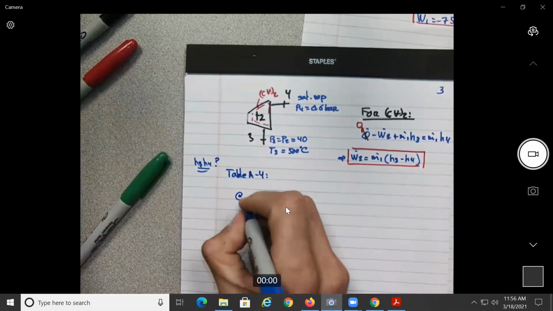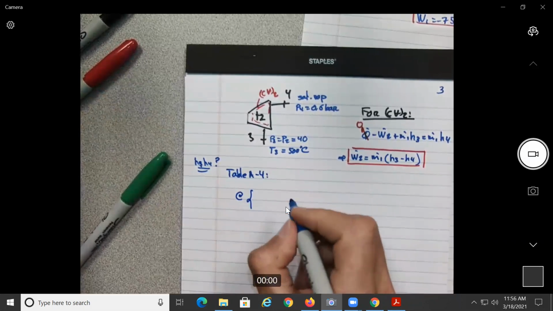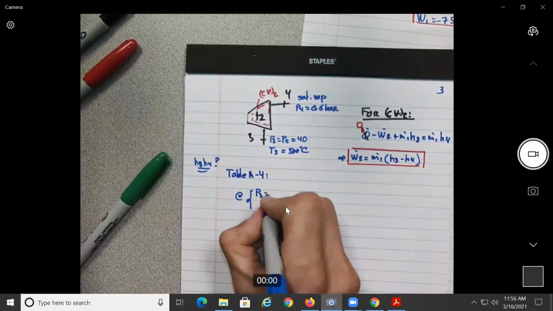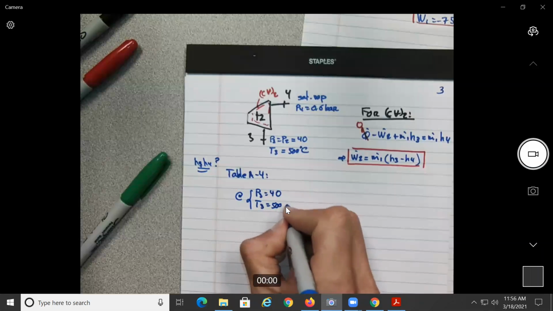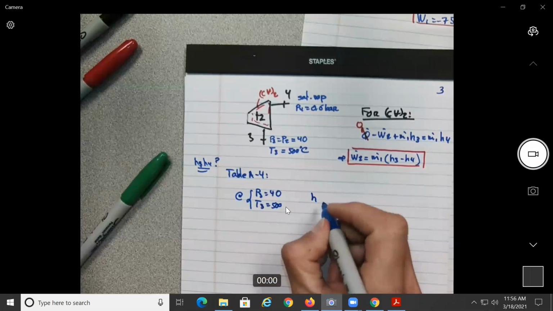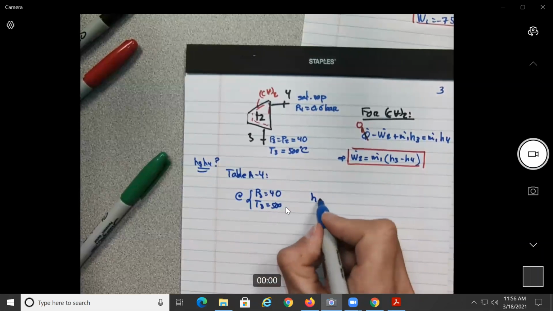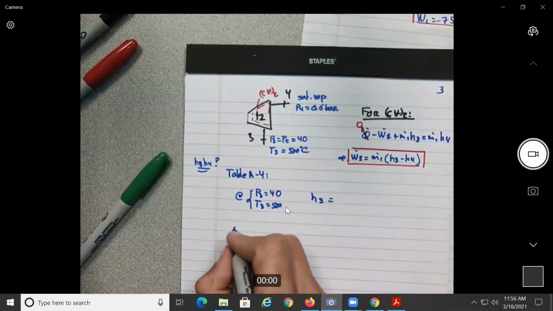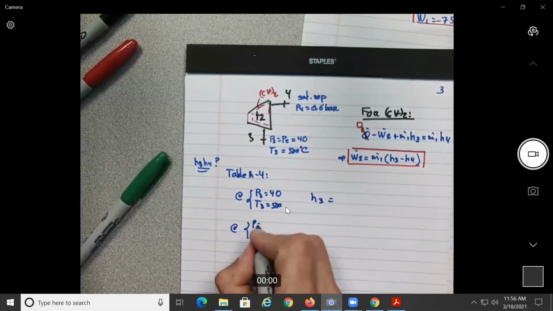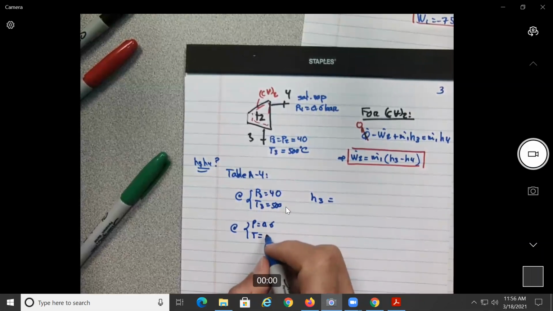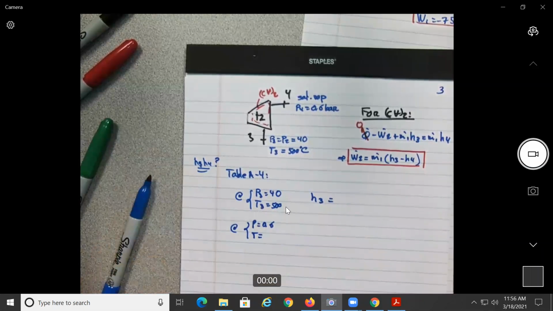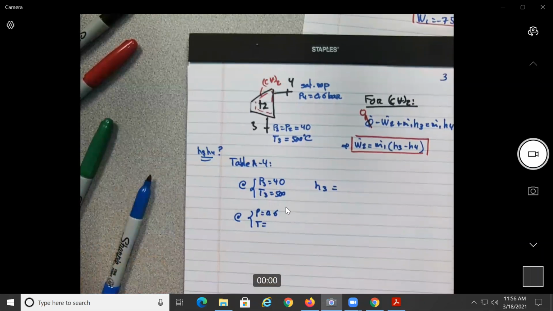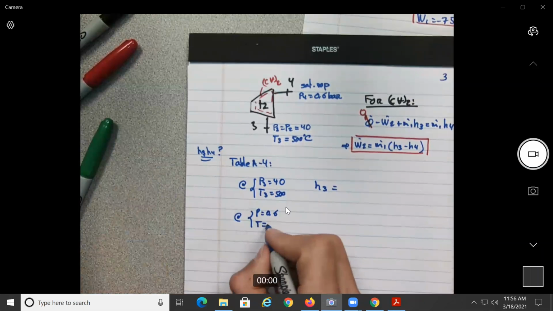Okay, so what are we going to add? P3 equal 40 and T3 equal 500, and we're going to find H3. And at P equals 0.6 and T equals, oh, we don't know. Okay, but we can't find the temperature, no? We don't need it because we know it's saturated vapor.